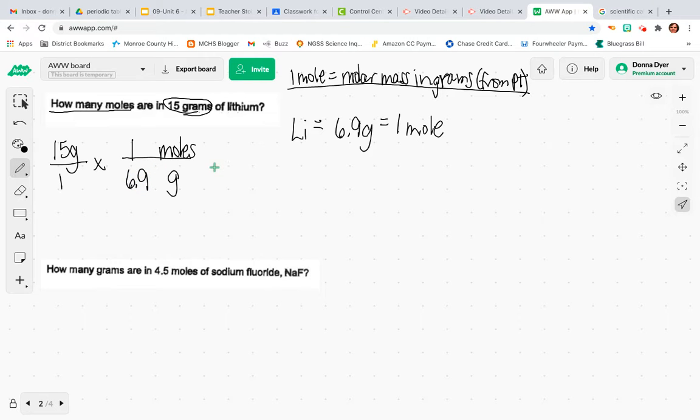Again, doing it just like we've done all the others. The only difference is it doesn't give us everything we need in that conversion factor. We have to go look on the periodic table to find the number of grams in 1 mole of that element. So now grams cancel out. We're left with moles, which is what it's asking me for, so that's good. So on the top, multiply. 15 times 1 mole is 15. On the bottom, 1 times 6.9 is 6.9. Then we're going to divide. 15 divided by 6.9.